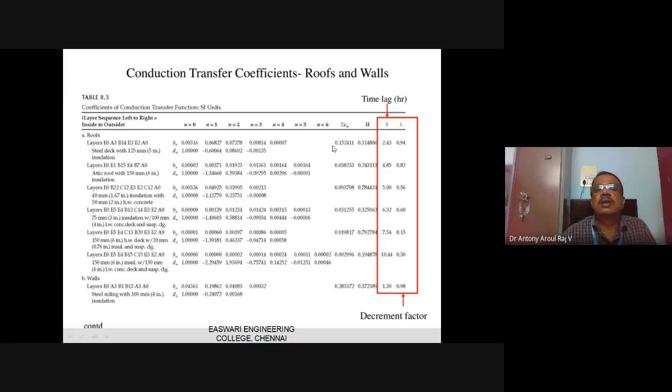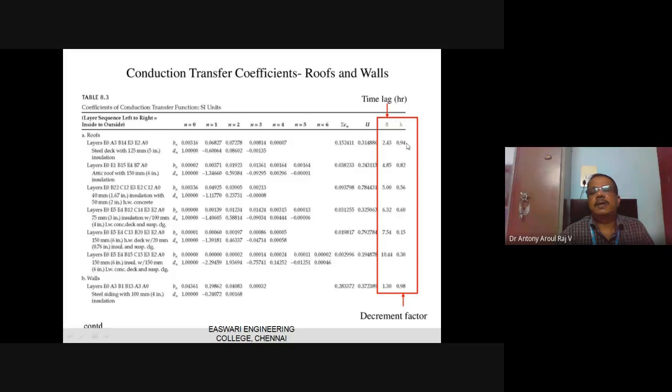What you have to do is calculate only the Q at 0. All the other things are given, and the previous data is also there. Solar temperature data is there, indoor temperature data is there. Q is not there, and you are going to calculate that. If you calculate, the U value is going to be this much, the time lag is going to be 2.43 hours, and the lambda is 0.94.